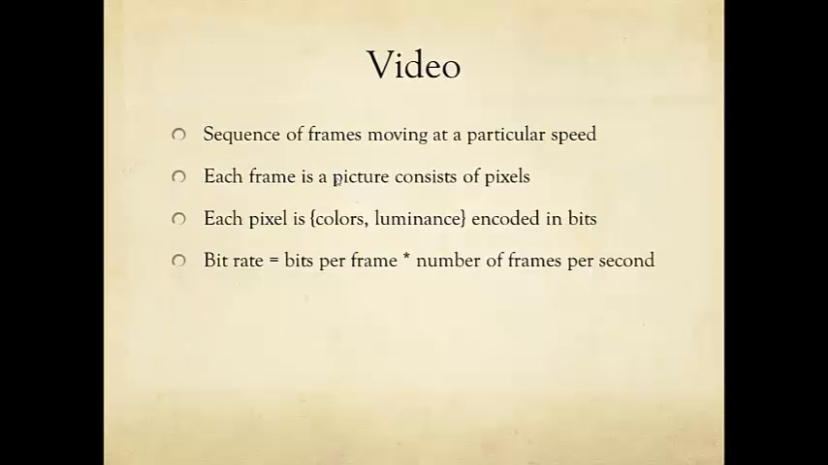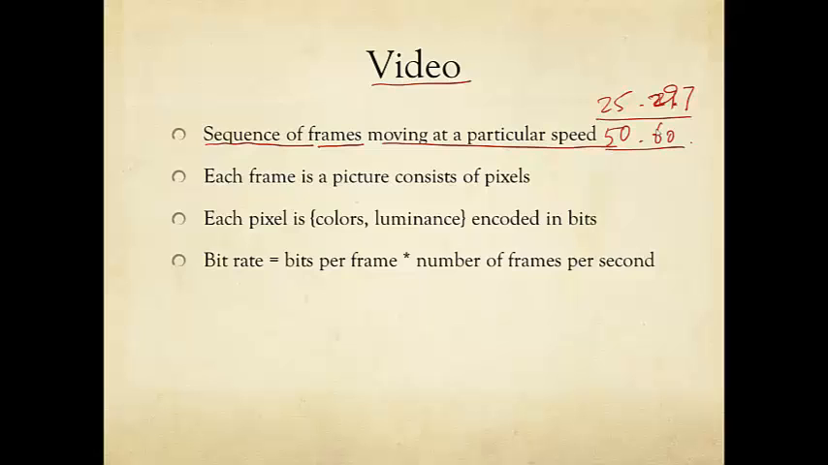Before we can talk about compression, let's first define what is a video. Video is nothing but a sequence of frames moving at a particular speed. The speed could be, for example, 25 or 29.7 for standard definition TV, depending on the standard and country you're talking about. For HD TV, it's say 50 or 60 frames a second. This is the number of frames a second that's needed to sustain the perception of motion in the human brain.